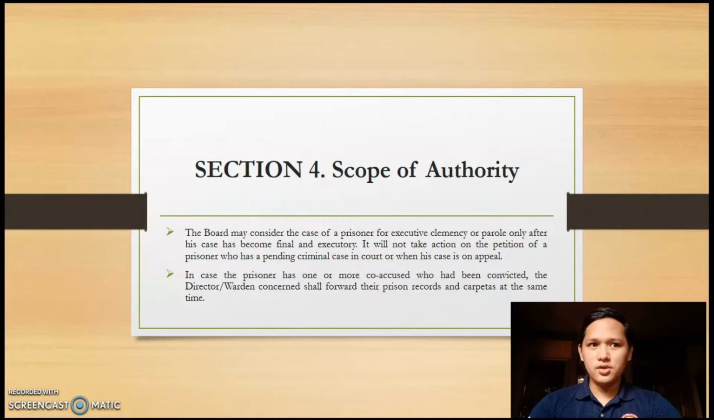In case the prisoner has one or more co-accused who had been convicted, the director or warden concerned shall forward their prison records and carpetas at the same time.